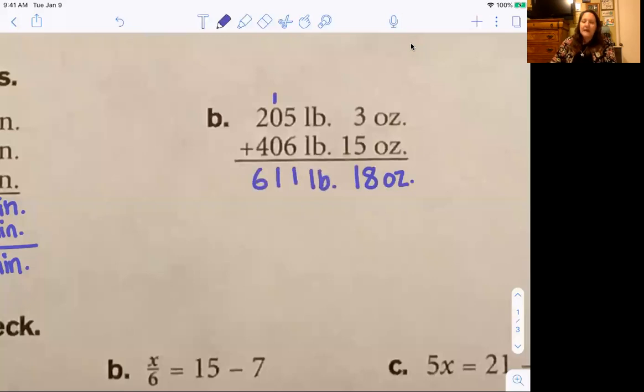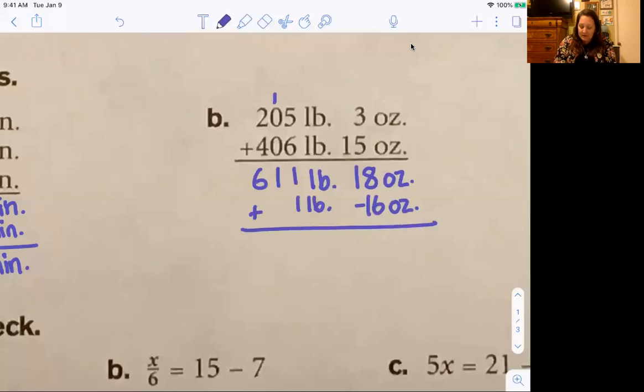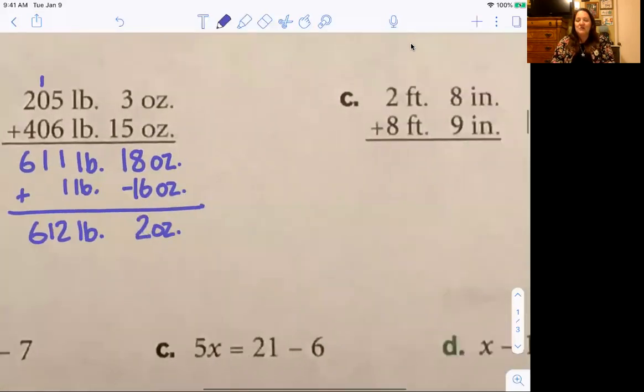611 pounds, 18 ounces. Now, how many ounces are in a pound? 16. So you guys see how I'm asking you these questions? These are questions that you naturally should ask yourself when you are working through these problems. Because there's 16 ounces in a pound, I have to take one group of 16 out. So I'm going to subtract 16 ounces, and convert it into pounds, plus 1 pound. Okay, so I get 2 ounces, 612 pounds, 2 ounces.